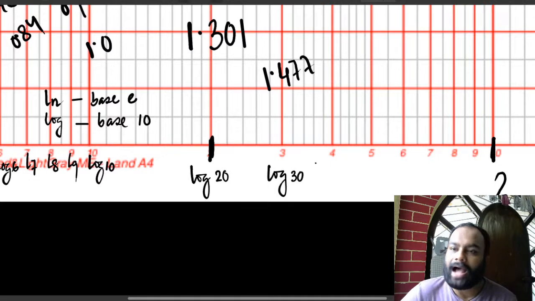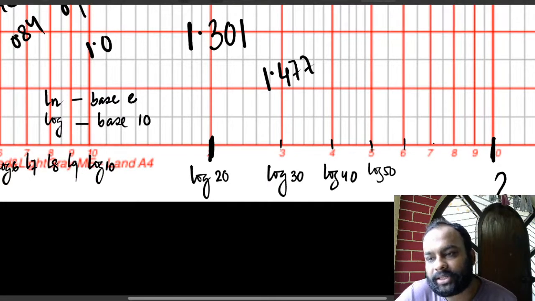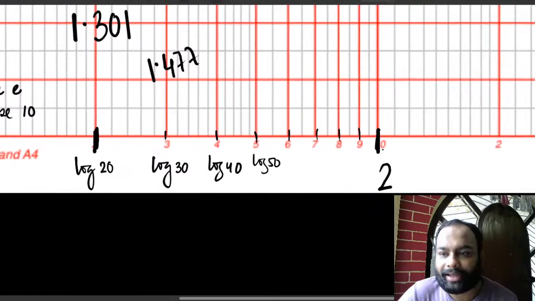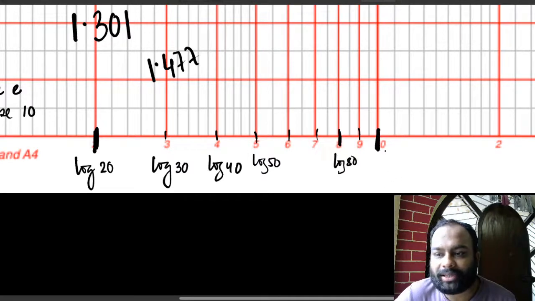Of course, understandably, very quickly you can say this is going to be log 40. This is going to be log 50, log 60, log 70, log 80, log 90, and say this is just log 80, for example. This point is log 80.